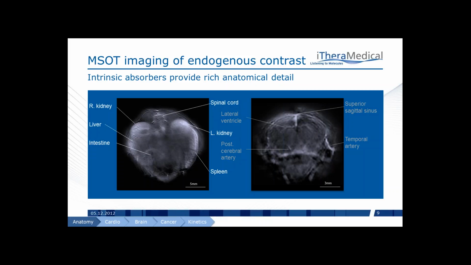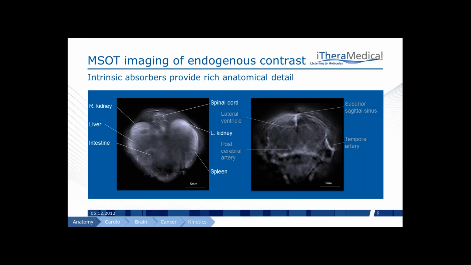On the next slide, we begin with the applications, and we've divided this part of the talk into 5 groups. First, anatomy, then we'll talk a little bit about cardiovascular research, brain topics, cancer research, and then finally we'll end with kinetics. On this first slide, we show typical cross-sections of MSOT showing 2 different regions of the animal.